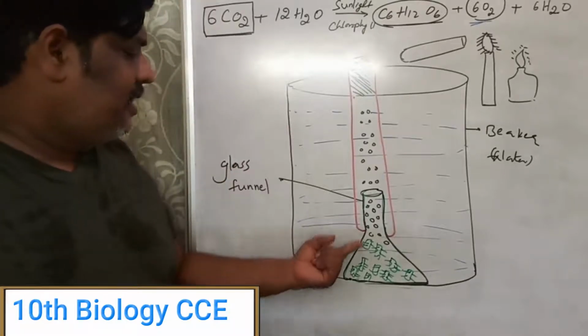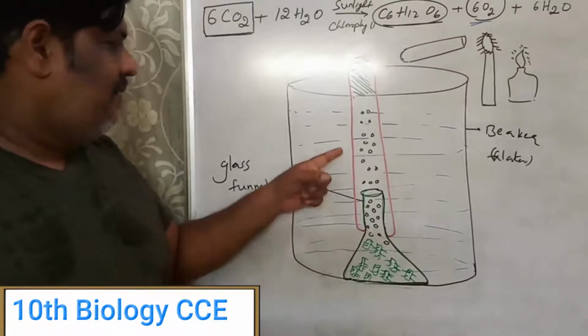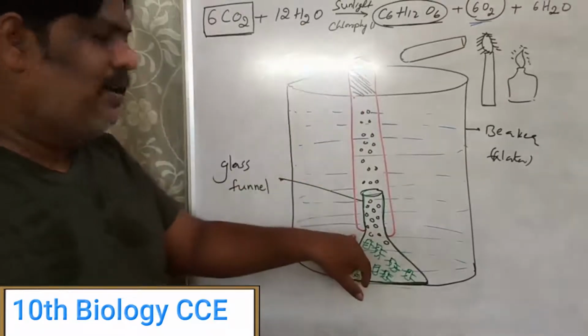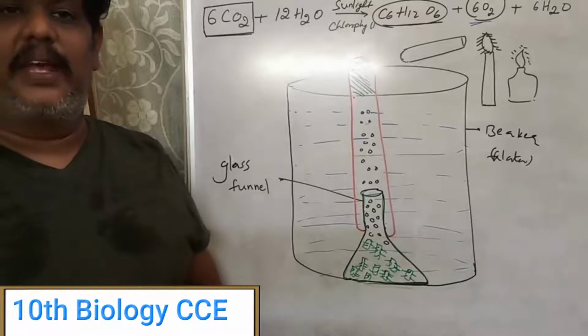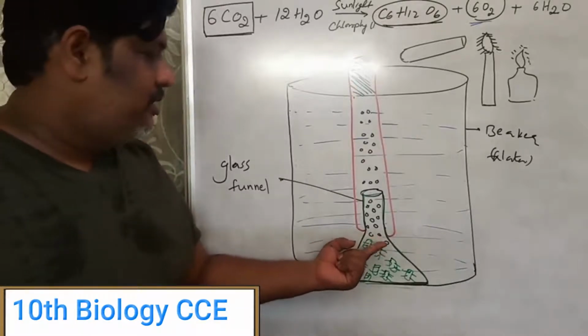So for this experiment, we have taken a beaker, then we have taken a funnel, and through this funnel we have inserted some hydrilla plants, and we have taken a test tube. Invert the test tube and place it on the funnel, and keep this apparatus in the sunlight for some time, maybe 4 or 5 hours, and you will see that the bubbles will be coming out.